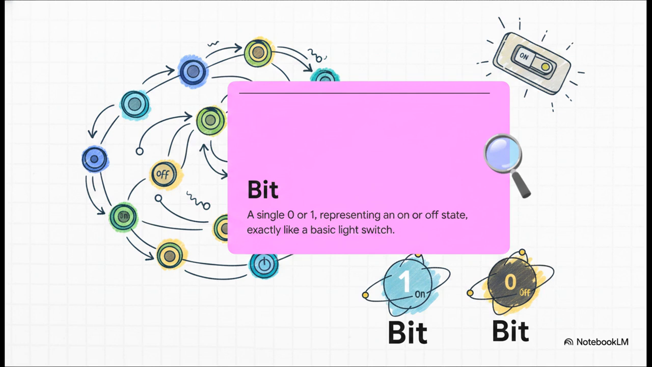Think about it at the absolute microscopic level. Computers are literally just massive networks of tiny, simple switches. They don't understand letters or colors or sound, nothing like that. They only understand on as a 1 and off as a 0. A single 0 or 1 is called a bit. It is the fundamental, indivisible atom of all computing.